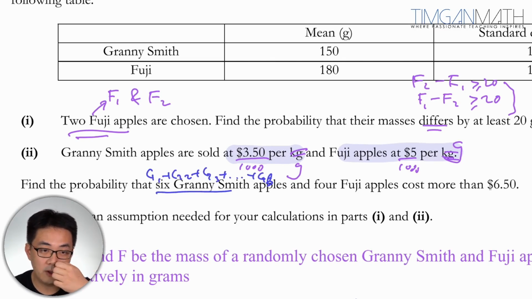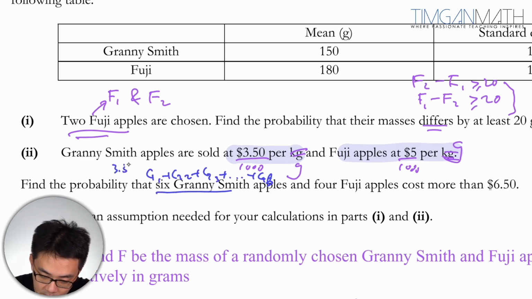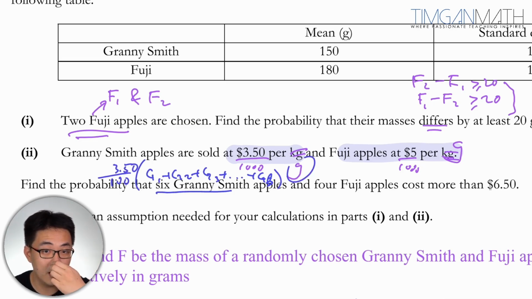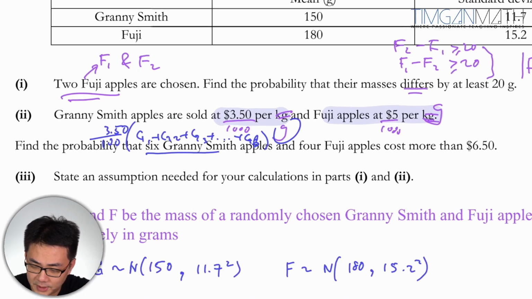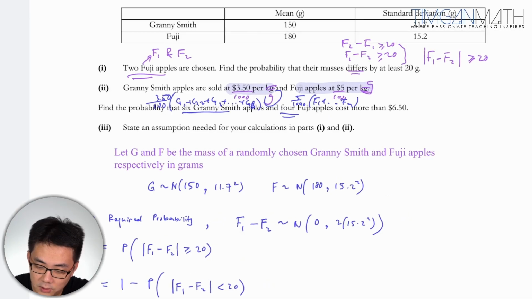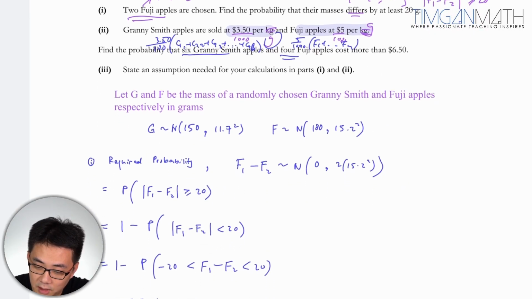And this will be multiplied with 350 over 1000 because this is in grams. The G1 to G6 are all in grams. The last one will be 5 over 1000. You just take F1 all the way to F4. Okay, so that is the cost. So find the probability that C is more than 650.